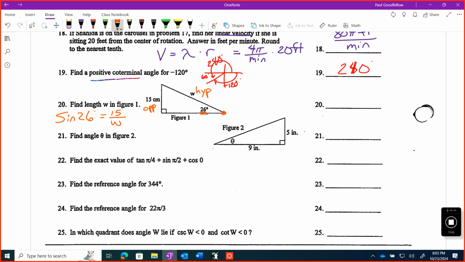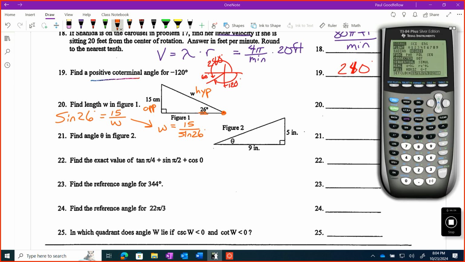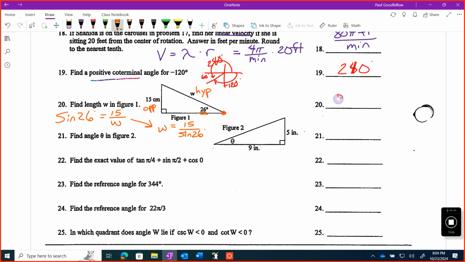This is a switcheroo case, where you would switch the W and the sine 26 to solve, and it'd be like W is equal to 15 divided by sine of 26. Okay, and off to your calculator for this one. Please make sure your mode's in degrees when you do this. 15 divided by sine of 26, and my answer should be 34.2 is how long that side is. Nice job. Okay, centimeters. I want to make sure I pay attention to that.